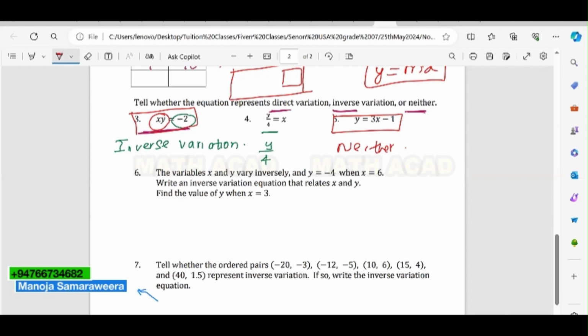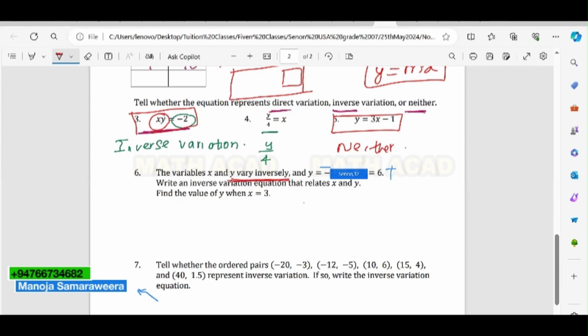Could you please explain? But y is -4, x is 6. So that means when y is decreasing, x is increasing. How do you conclude that? We have only one data point. Because this one's a positive and this one's a negative. That's not enough information.